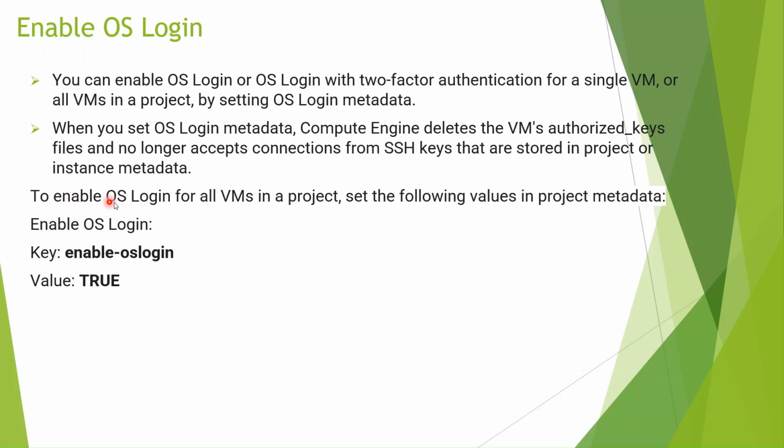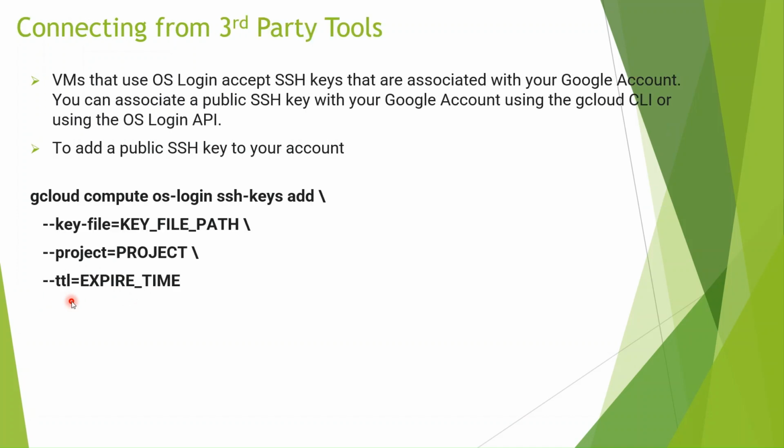And to enable OS Login for all the projects, we can set project metadata like this. This is the key, enable-oslogin, and the value true. You can give the same key at the instance level also. After that, suppose someone wants to connect from a third party tool, from PuTTY. What you can do is use OS Login to set SSH keys that are associated with your Google account. First of all, you have to associate a public SSH key with your Google account, and we can do this with the Google Cloud CLI or the OS Login API.